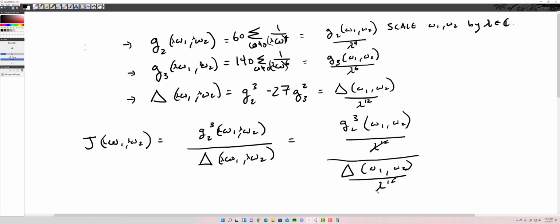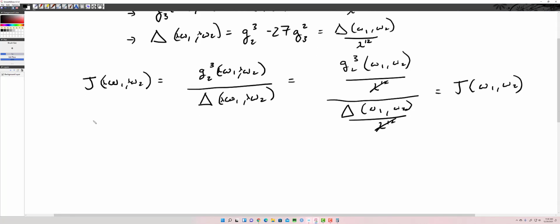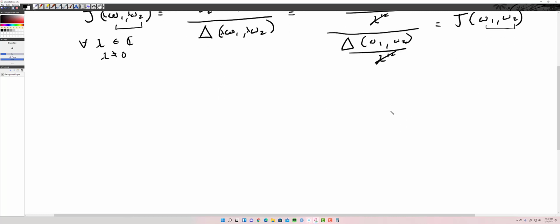But these cancel. So what I really get is my original lattice plugged into J. In other words, I can scale my lattice, my two periods, by any lambda. This works for all lambda in C. And I guess maybe you want to specify that lambda isn't 0, just so you don't have something stupid. But it works for all lambda in C. And what I've got here is I can scale this lattice by any lambda I want, and I get the same thing.